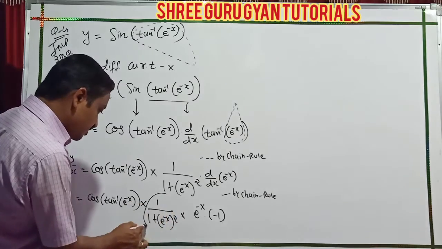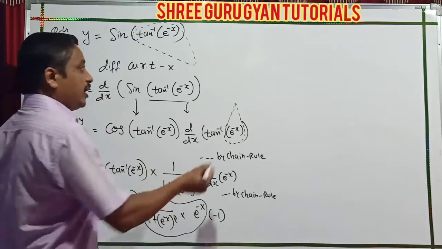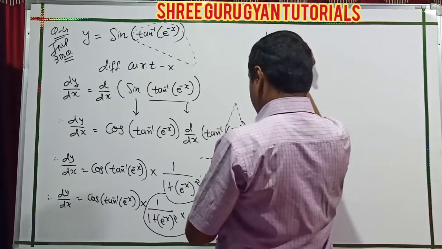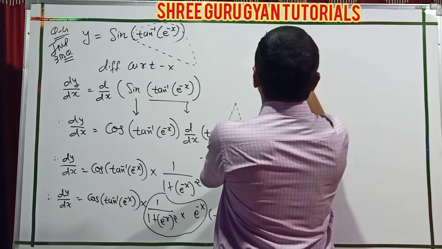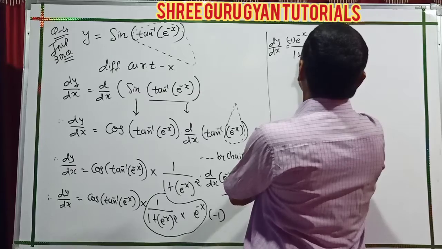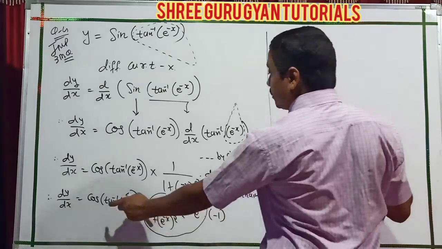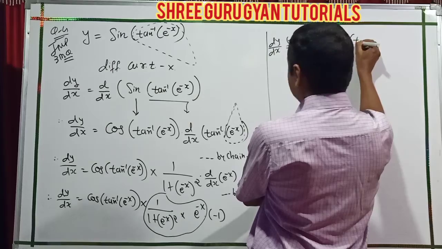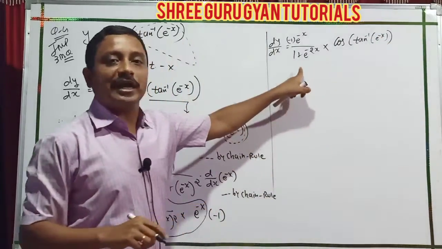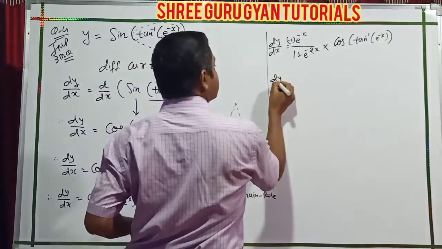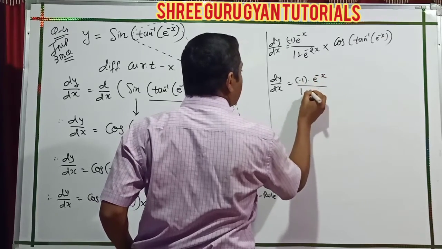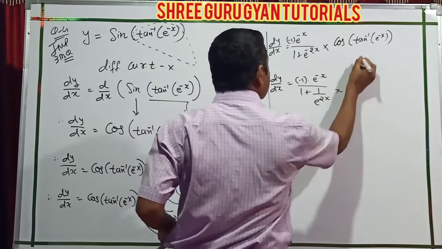Students, this equation I just further calculate, and you get the new answer. So dy by dx, I just take e raised to minus x with minus 1 over 1 plus e raised to minus 2x, and the same cos of tan inverse e raised to minus x. Now students, here we further calculate by simplifications. Here minus 1 e raised to minus x, can I write 1 by e raised to 2x here?